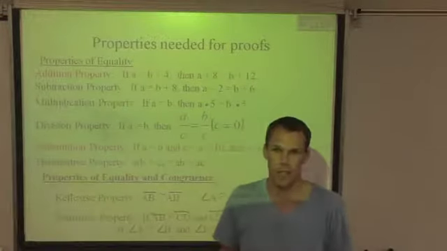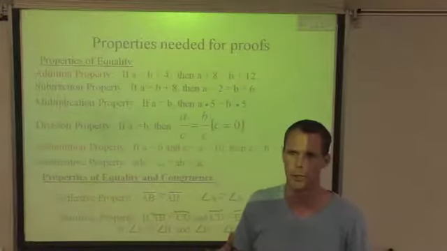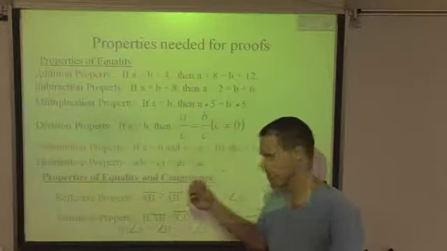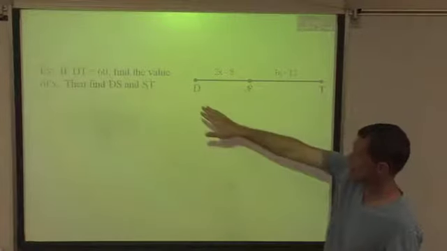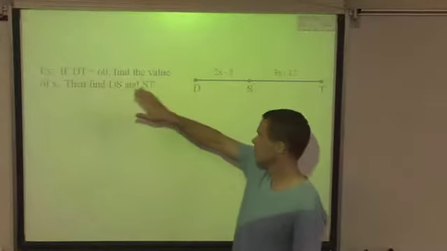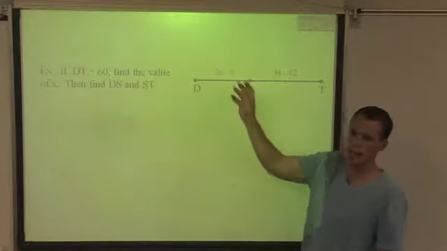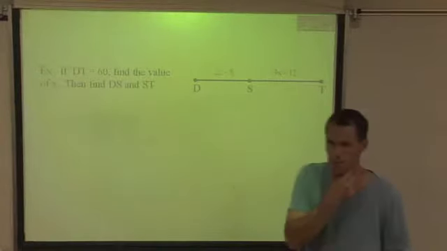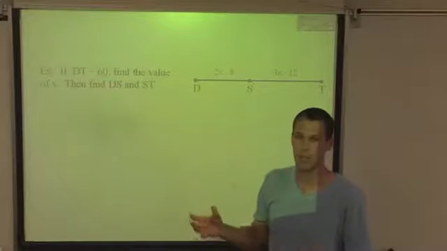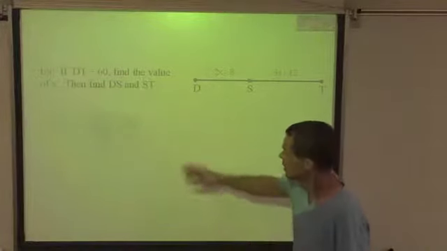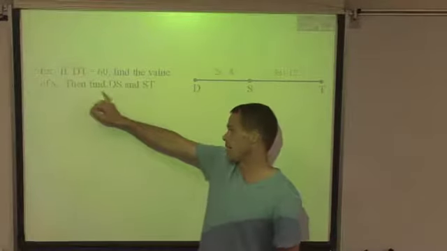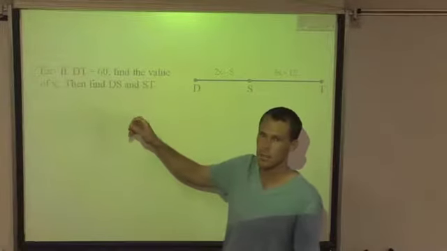So now what we're going to do is look at some examples of how we blend geometry and algebra and these reasons. First, we'll look at this example here. We have segment DT, which is 60 units long. Segment DS is 2x minus 8, and segment ST is 3x minus 12. We've seen examples like this before, and we've even done problems like this on the first level test. Find the value of x, and then find DS and ST.